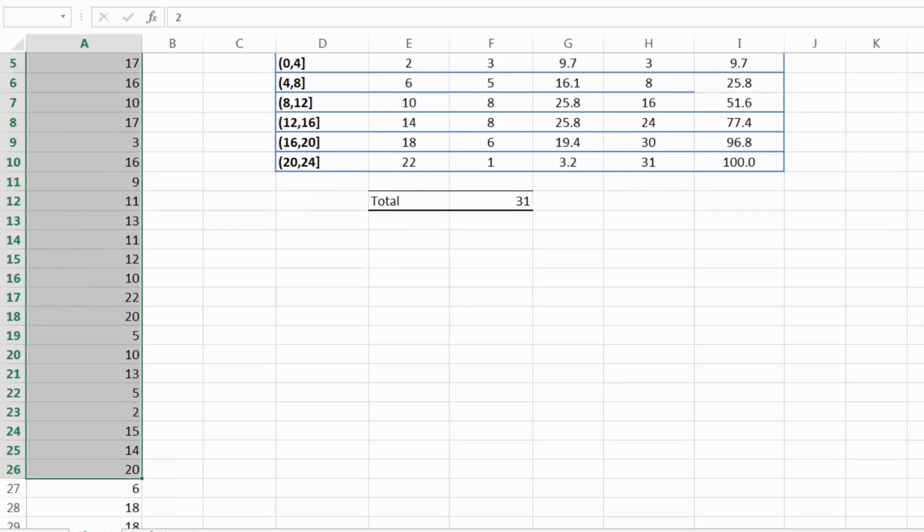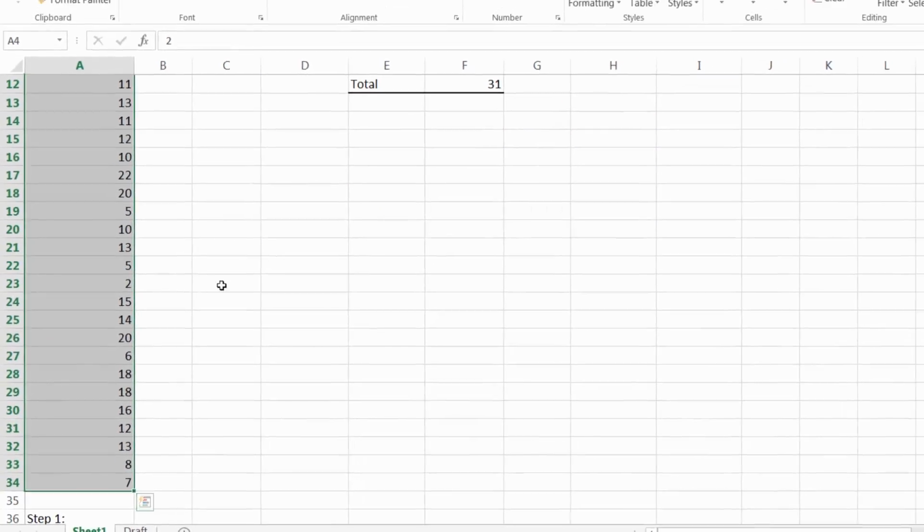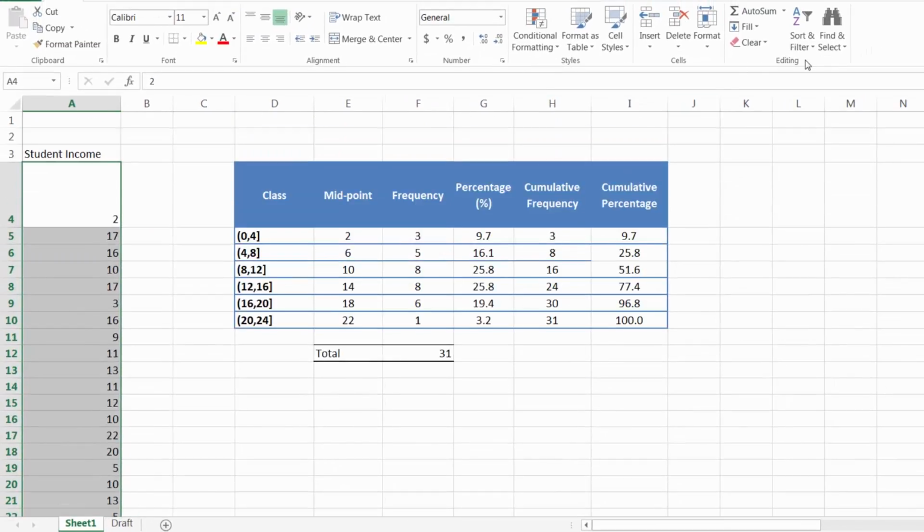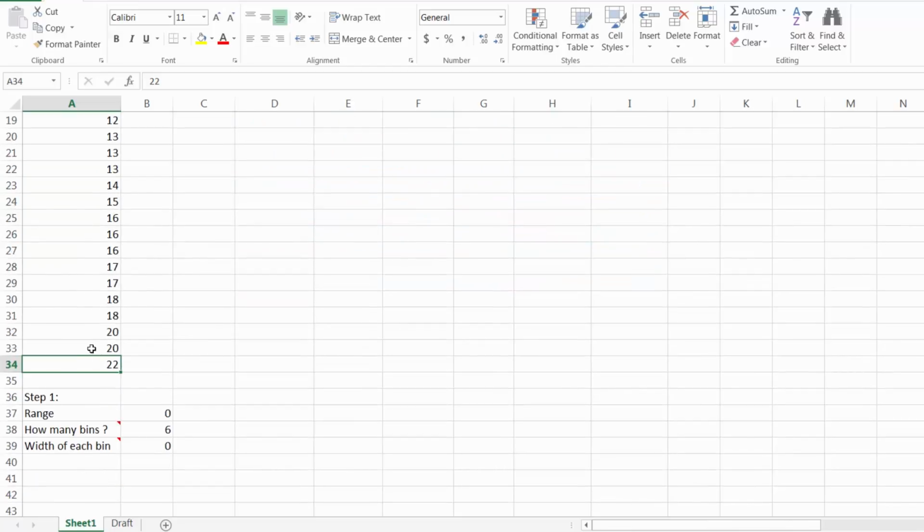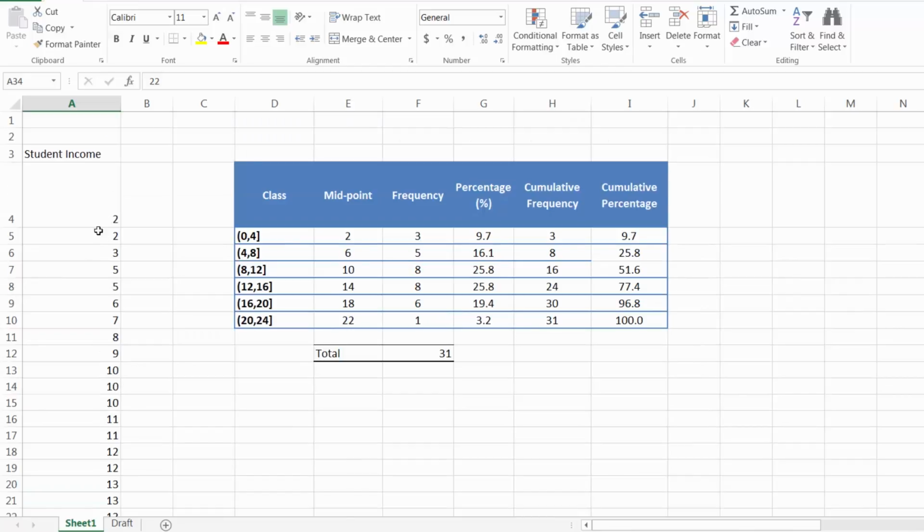I'm just going to highlight these numbers, and in Excel you can order it pretty quickly. I'm just going to go to sort, and we're just going to sort from smallest to largest. Through this step, we can actually gain 3 key pieces of information. The first piece of information might be, okay, the lowest income is $2,000. And the highest income is $22,000. And then we can also see some sort of variability of student income.